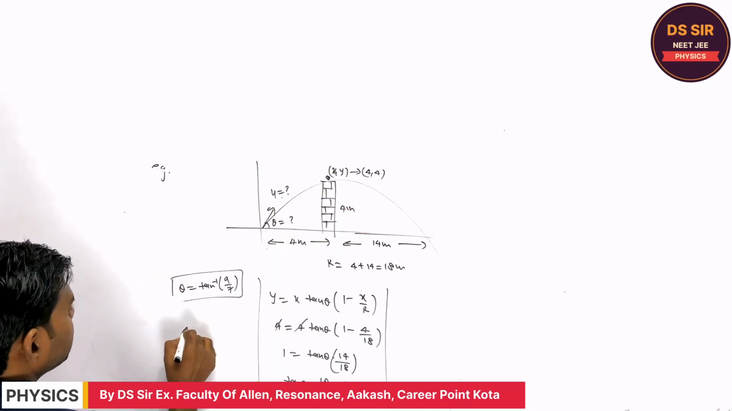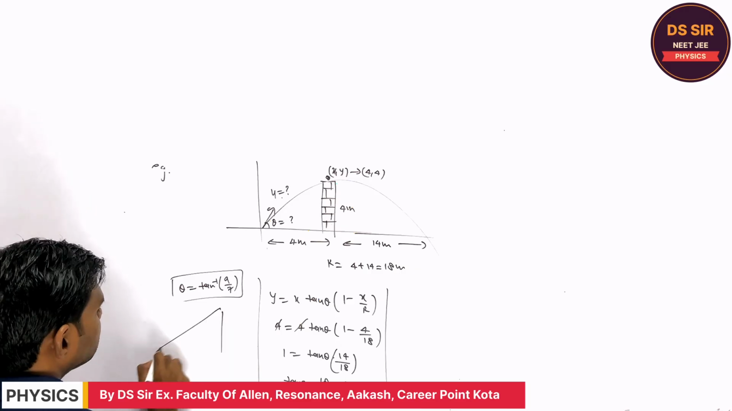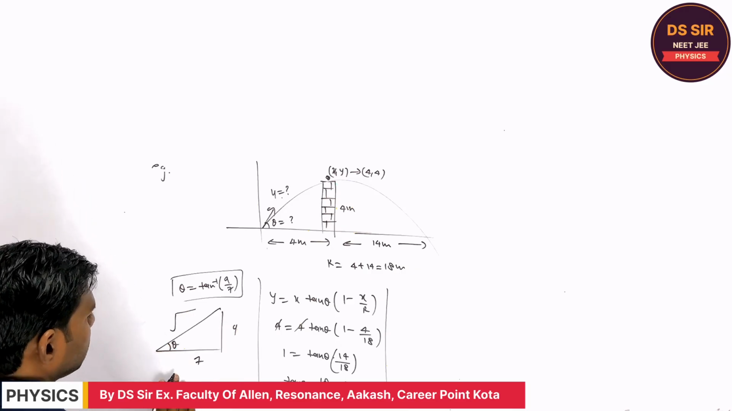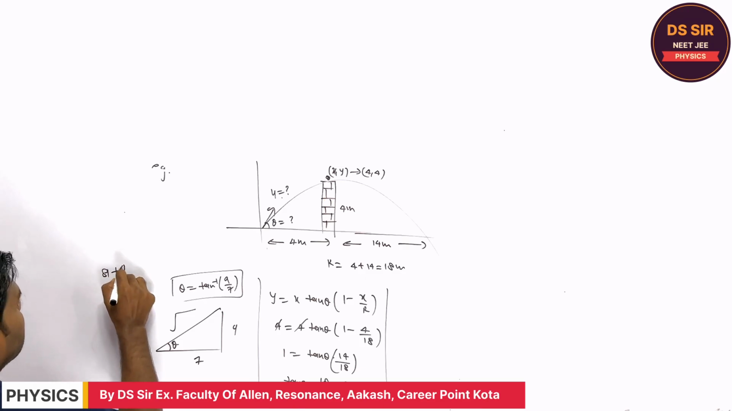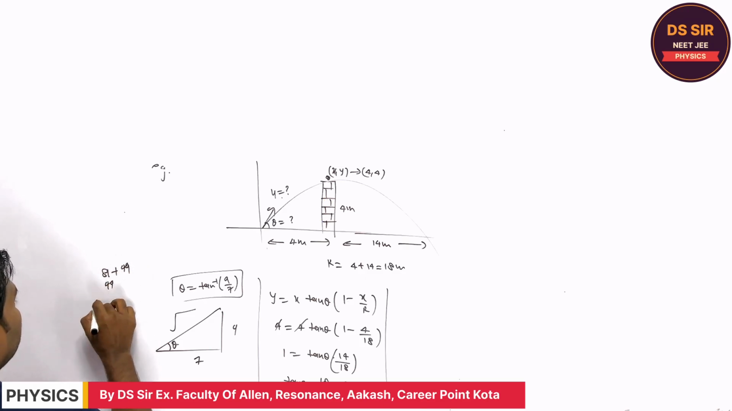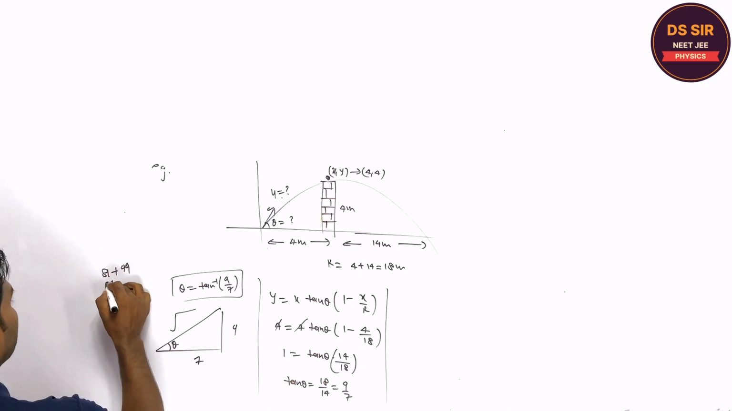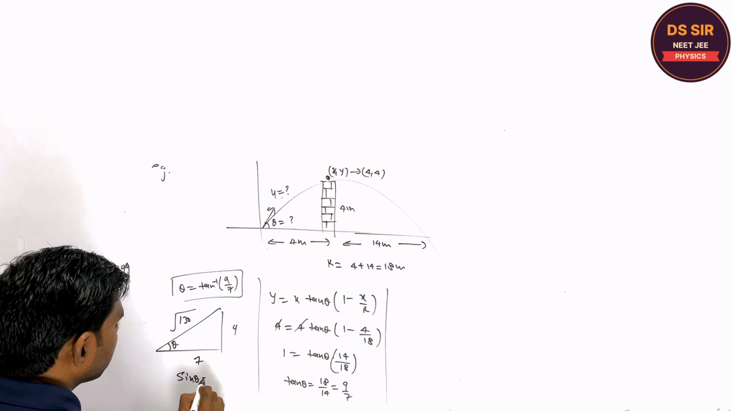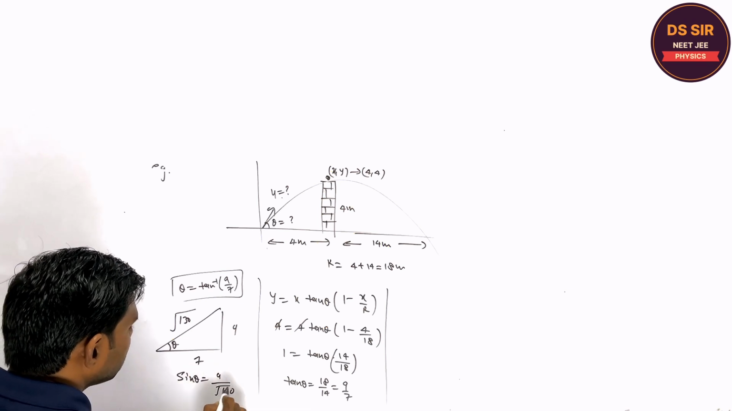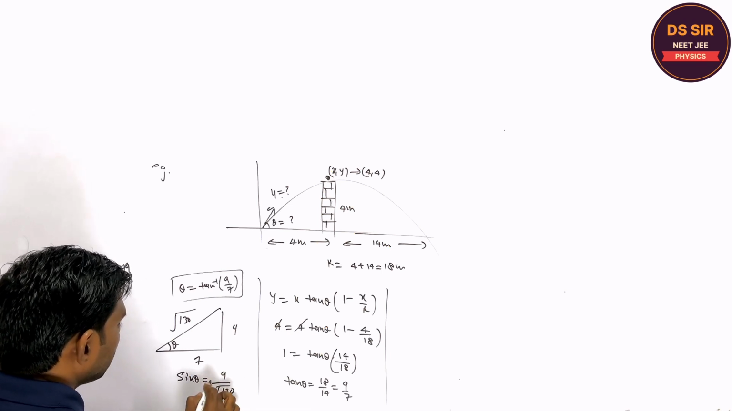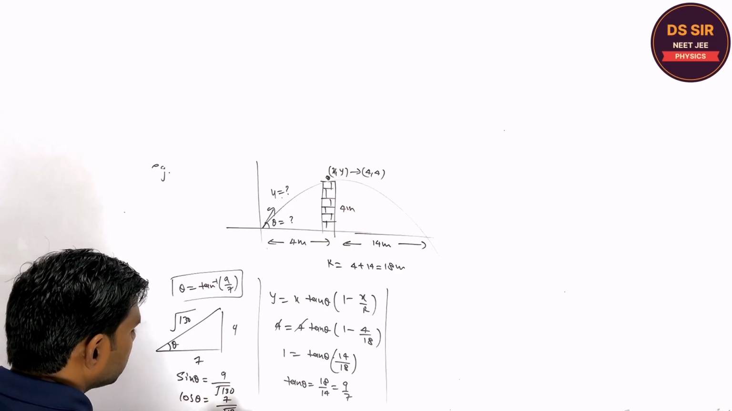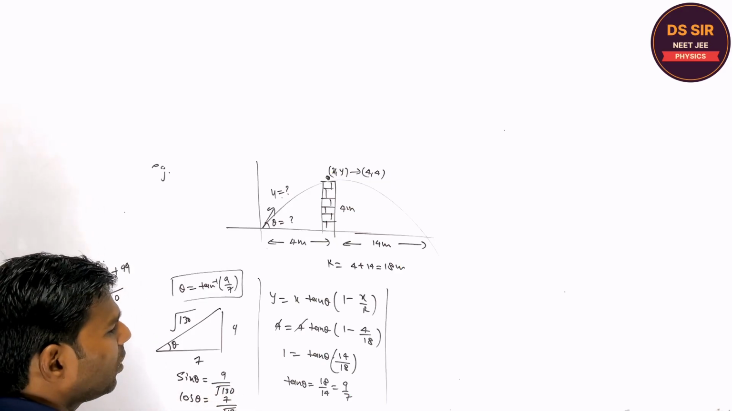So to find the speed, suppose this is the theta. Tan theta is 9 upon 7, and the hypotenuse is root of 81 plus 49, which is root 130. So what is the sin theta value from here? Say 9 upon root 130. Fine. What is the cos theta value? Say 7 upon root 130. Is it clear or not?